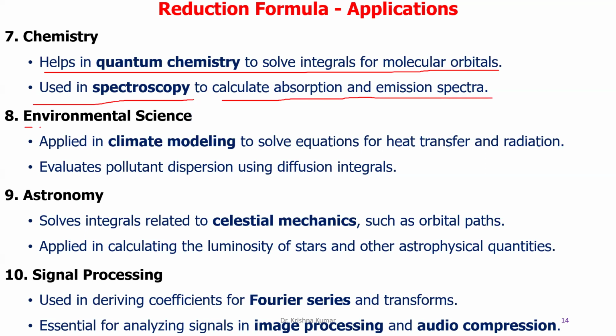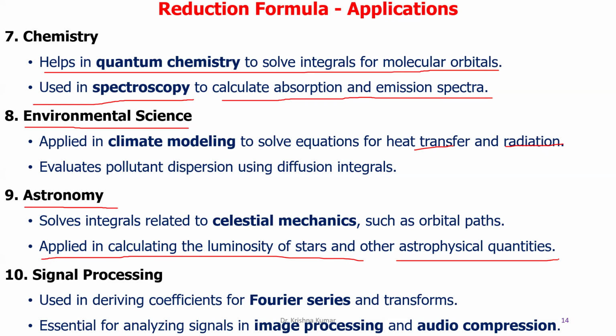The eighth application is in environmental science. It is applied in climate modeling to solve equations for heat transfer and radiation. Also, it evaluates pollutant dispersion using diffusion integrals. Now, it is also useful in astronomy because it solves integrals related to celestial mechanics such as orbital paths, and it is also applied in calculating the luminosity of stars and other astrophysical quantities.